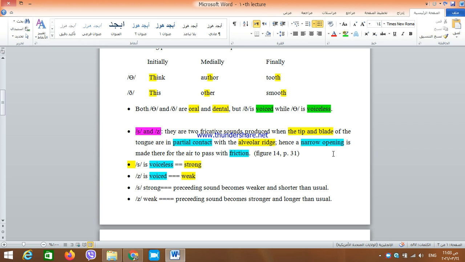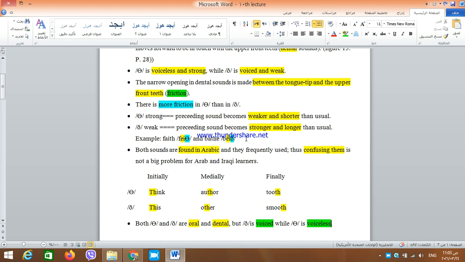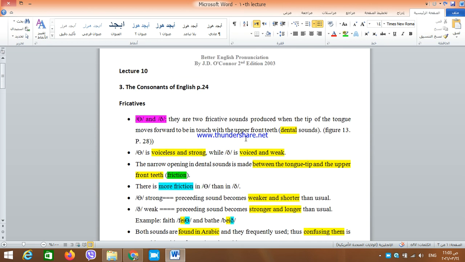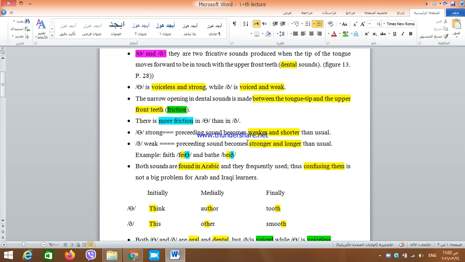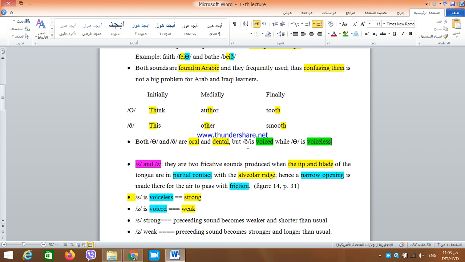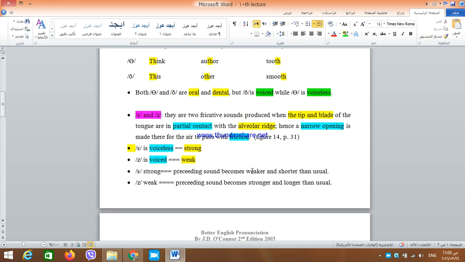Where is the narrow opening in this case? The narrow opening is made between the tip and blade of the tongue and the alveolar ridge. While here, it was between the tip of the tongue and the upper front teeth. With fa and va, it was between the lips and the teeth. So each time, as I said, the narrow opening is made at a different place. So when the tip and blade of the tongue move to be in partial contact with the alveolar ridge, and there is a narrow opening, the air will go out with friction.